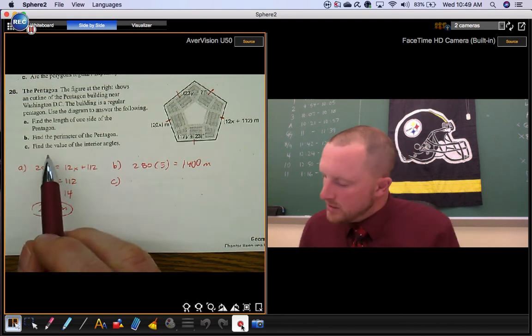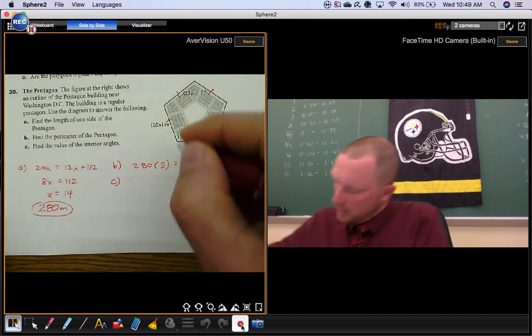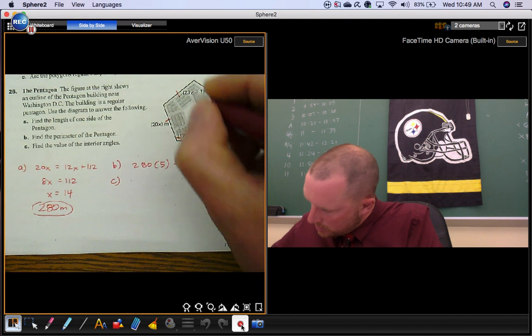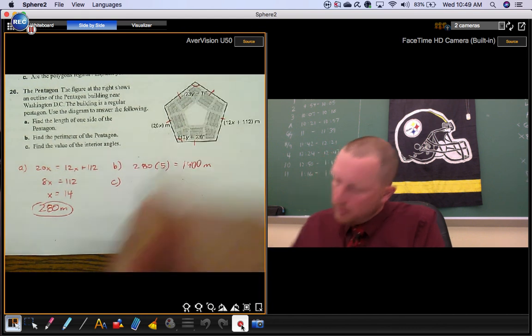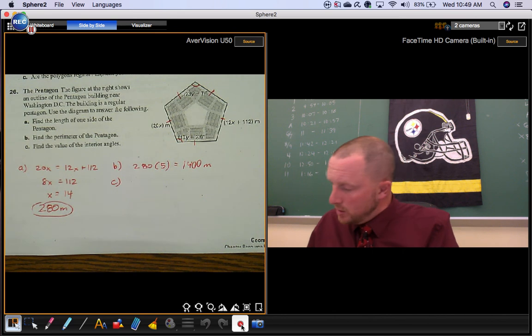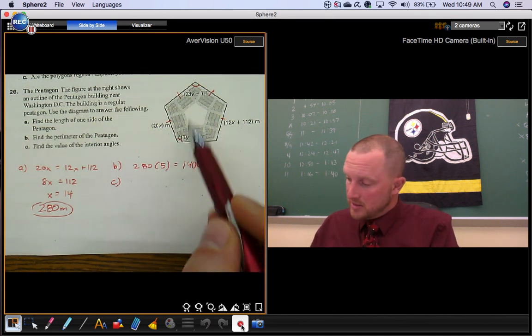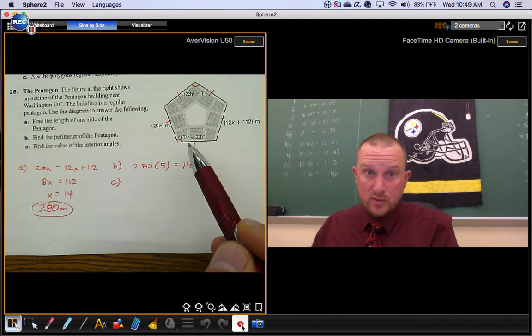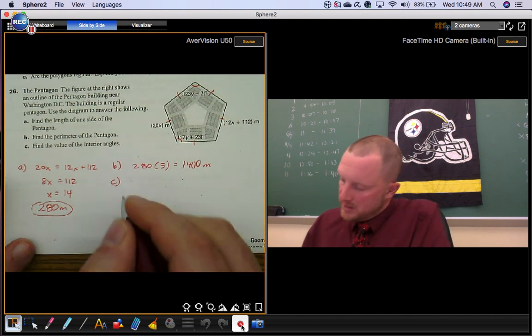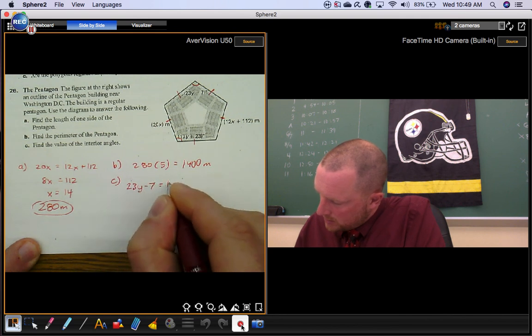Now the last question says find the value of the interior angles. Remember, this is a regular pentagon. So this angle and this angle, I'm putting matching arcs on them because they have to be the same. So be smart about how you're going to set your equation up. Obviously, this equals this, and this equals this. Put yourself in the best position to solve this correctly.